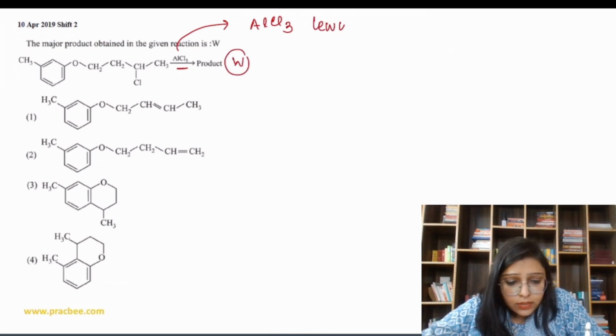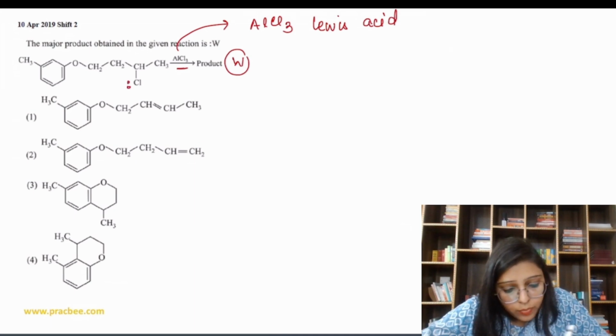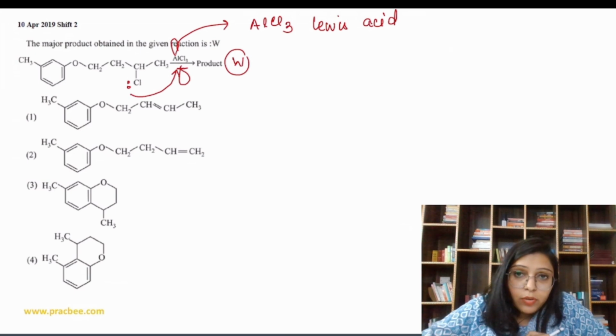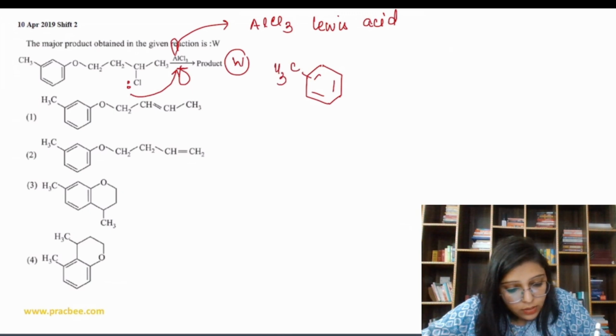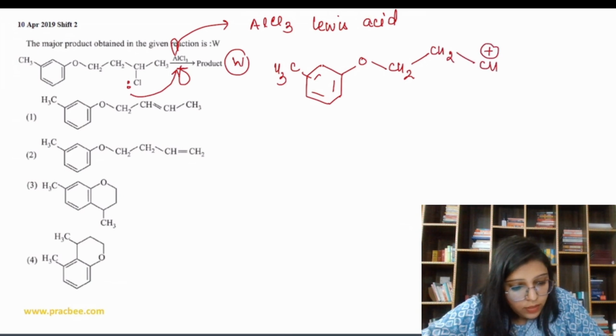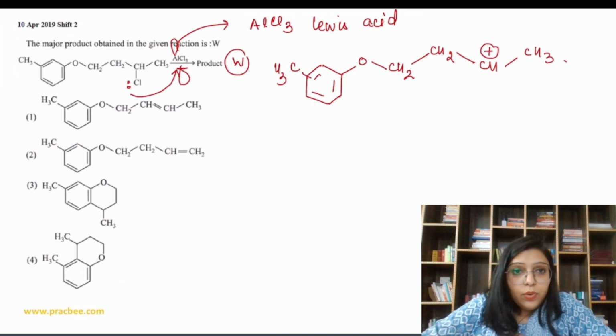It's a Lewis acid. So what happens? The Cl lone pair goes to the empty orbital of aluminium. Aluminium has an empty orbital, so it goes to the empty orbital of aluminium. So from that, what do we form? We can form CH3O, CH2, CH2, CH positive, and here we can write CH3. Now what can we do?